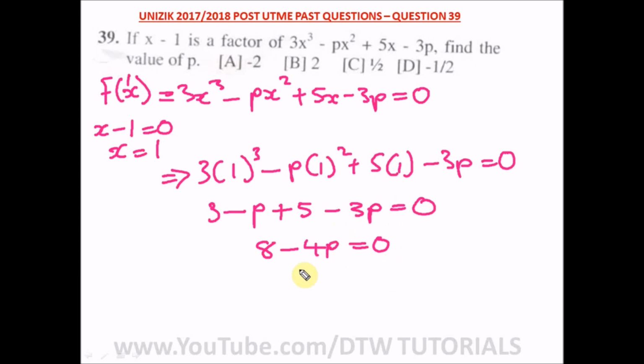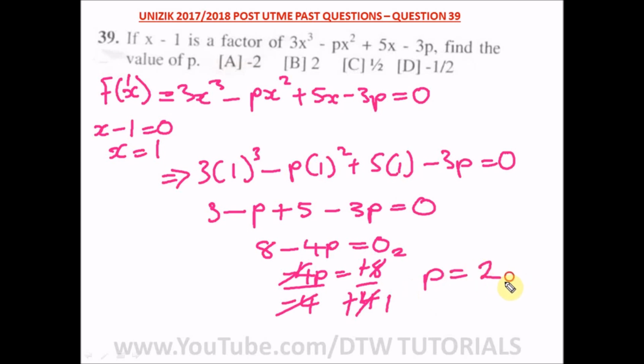Take 8 to this side. Collecting like terms, we have minus 4p equal to minus 8. Divide both sides by minus 4, and this minus 4 will cancel this minus 4, minus will cancel minus here. And 4 in 8 will go how many times? 2 times. So p is equal to 2, and our right option here is option B.